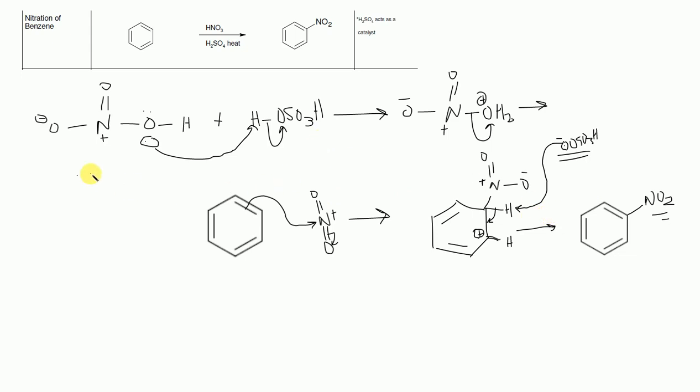A lot of these mechanisms are not super important for you to understand, but it's helpful to see how we use reagents and manipulate them in this way so that we can get a good electrophile. So we introduce HNO3 and H2SO4, and that's going to give us our good electrophile. All right, moving on.